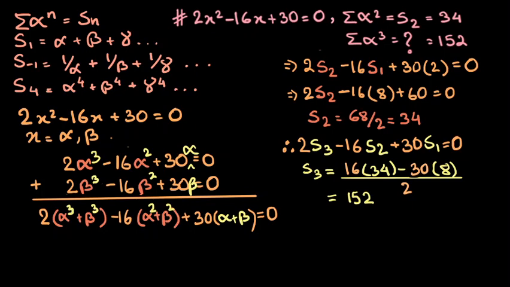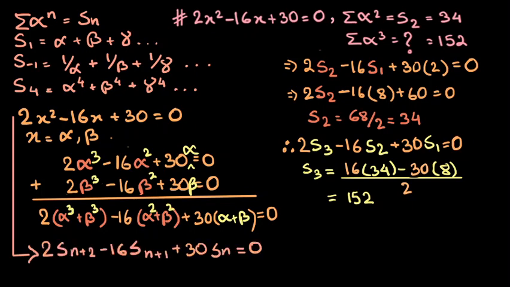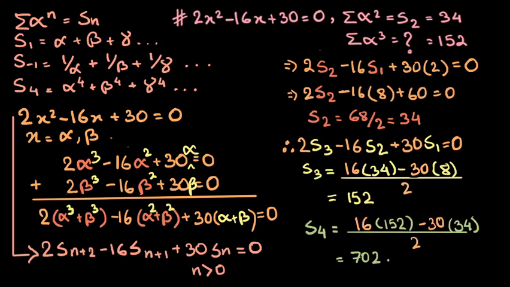So now we can keep repeating the same process, multiplying the roots across the equations to raise their powers, and then finding the summation of higher and higher powers. Therefore, we can generalize for this particular example that 2 S(n+2) minus 16 S(n+1) plus 30 Sn equals 0, where n has to be greater than 0, because when n is equal to 0, that was our first case, where we saw twice 30 as there was no variable with 30, instead of some variable with 30. So now using the values of S2 and S3, we can find S4, which is 702.